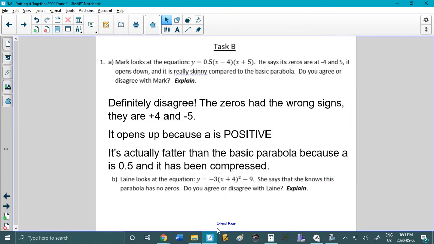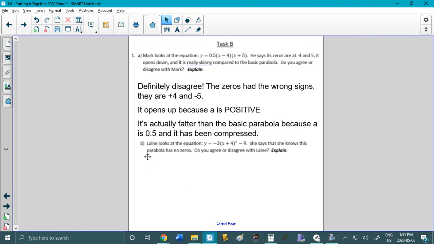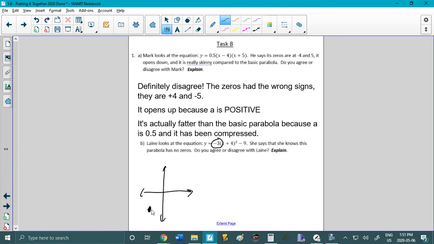All right, so now Laney says, she looks at this equation, negative 3 times x plus 4 squared minus 9. She says she knows this parabola doesn't have any zeros. Do you agree or disagree? Well, the best way to approach this is to do a little sketch. So, the vertex is negative 4, negative 9. So let's say it's there. And does this open up or down? It opens down. And there it is.